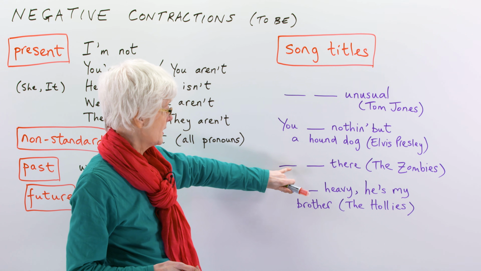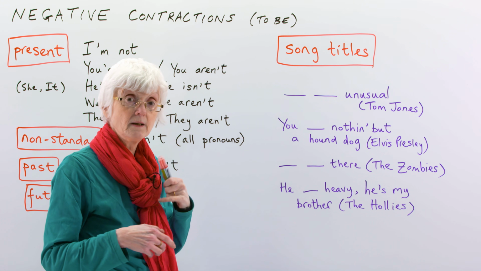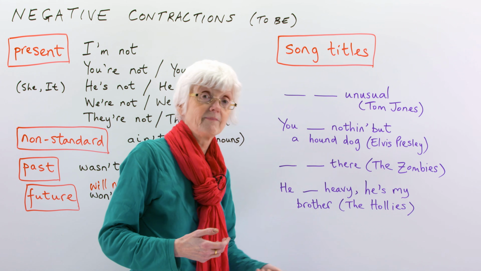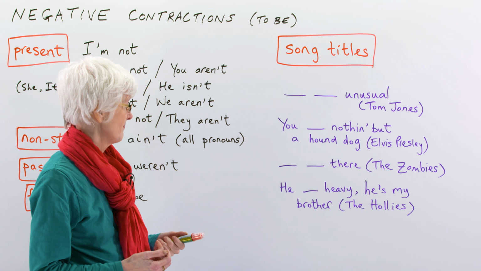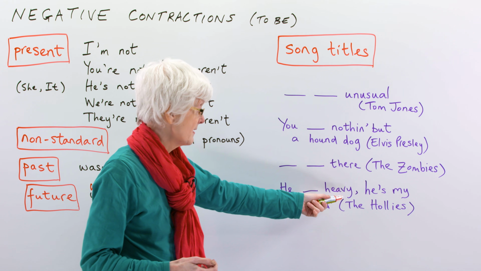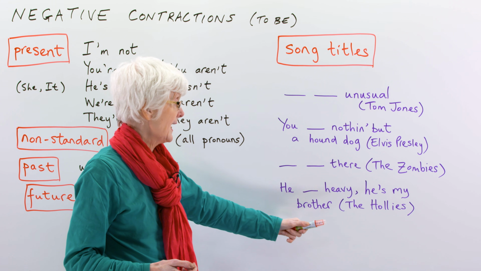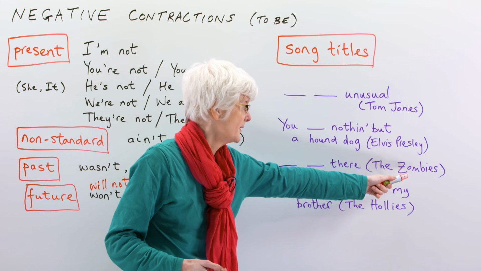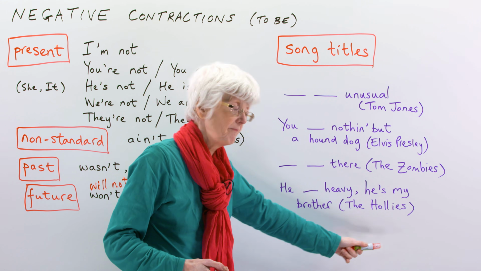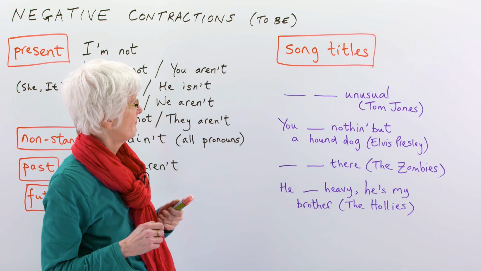And then this one, there. This is somebody in the negative using the verb to be there. Okay. And then finally, he, heavy, he's my brother, and, oh, that was the Zombies, by the way. And then this is another pop group, the Hollies. Okay. So, let's have a look then.